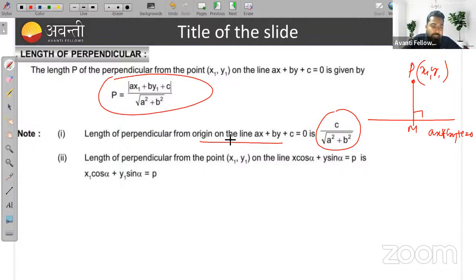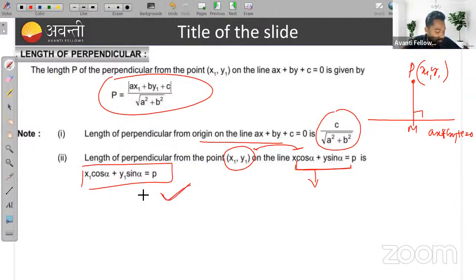Clear? The third case is the length of the perpendicular from the point x1, y1 on the line x cos alpha plus y sin alpha is equal to p. You just have to put the point in the given line. This is the perpendicular and normal form of the line. When you have this form of the straight line and you are given a point x1, y1 and need to find the perpendicular distance from this point to this line, the formula is to just put the point in place of x and y as x1, y1. What you get is the distance. Clear?